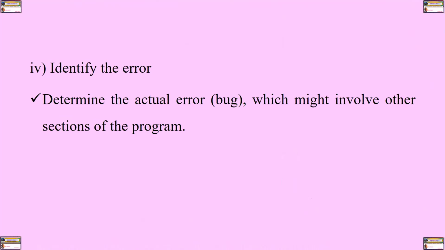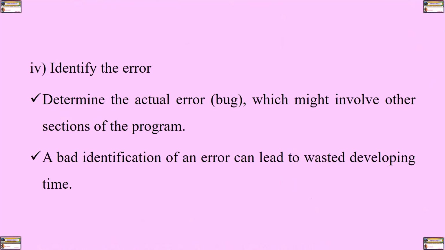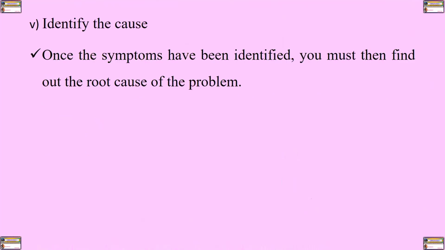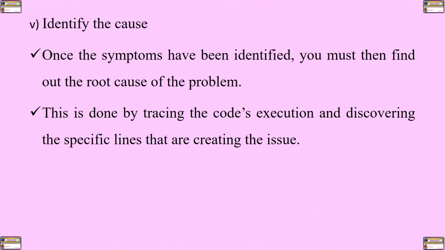Number four is to identify the error. Determine the actual error or bug, which might involve other sections of the program. A bad identification of an error can lead to wasted development time. Number five is to identify the cause. Once the symptoms have been identified, you must find out the cause of the problem. This is done by tracing the code's execution and discovering the specific lines that are creating the issue.